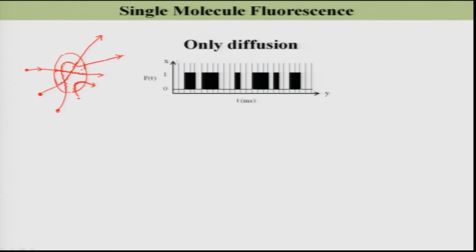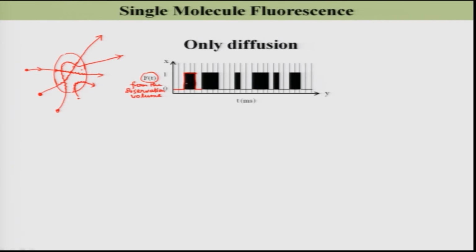So, if you now monitor the fluorescence as a function of time, then what you are going to see, you will see there is no fluorescence. This is the fluorescence intensity, this F(t) is the fluorescence intensity from the observation volume, right. So, in this case the fluorescence intensity is on when it is present like this. So, fluorescence intensity is on and then fluorescence intensity is off, that means none of these molecules are present here.